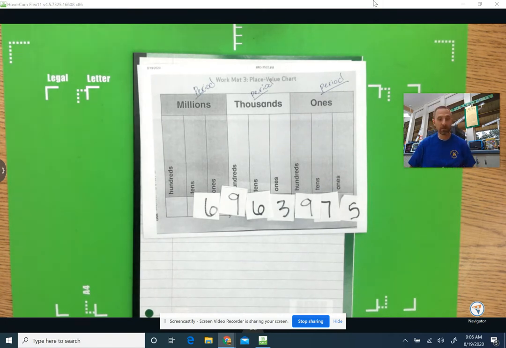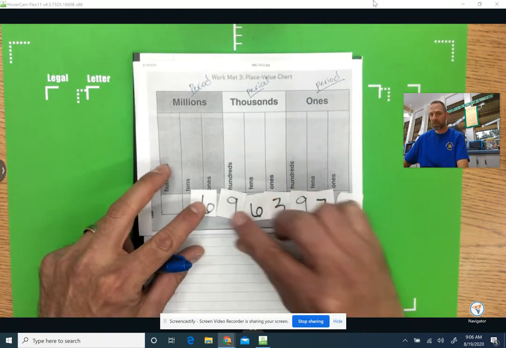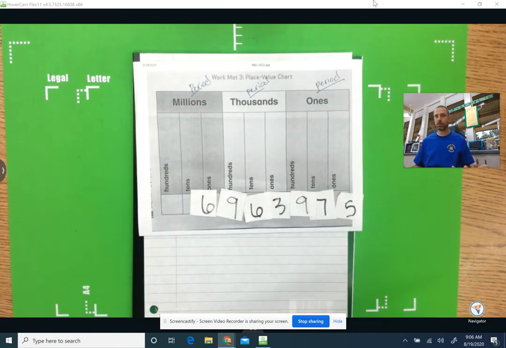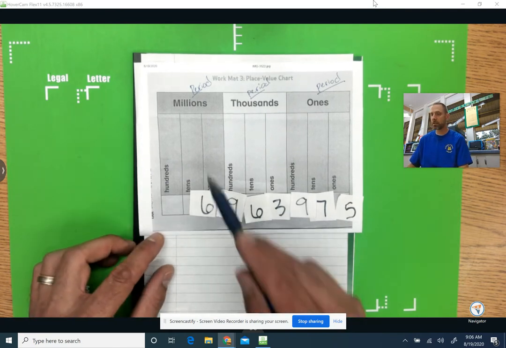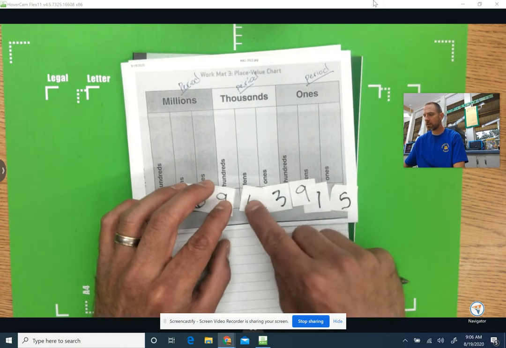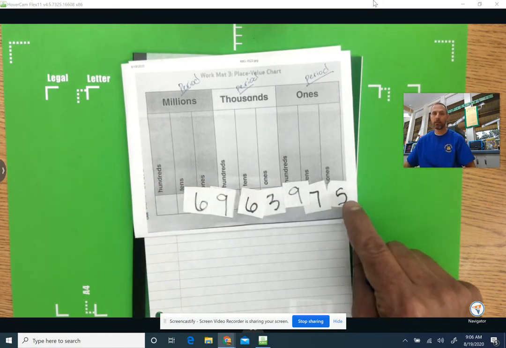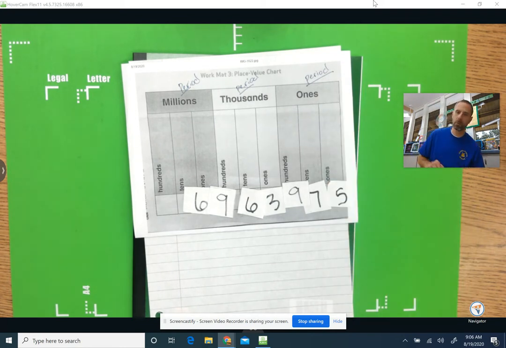Okay, all right. So that's reading a number. Reading multi-digit numbers. 6,963,975 ones, but we don't say that. Okay, all right. That's reading numbers.